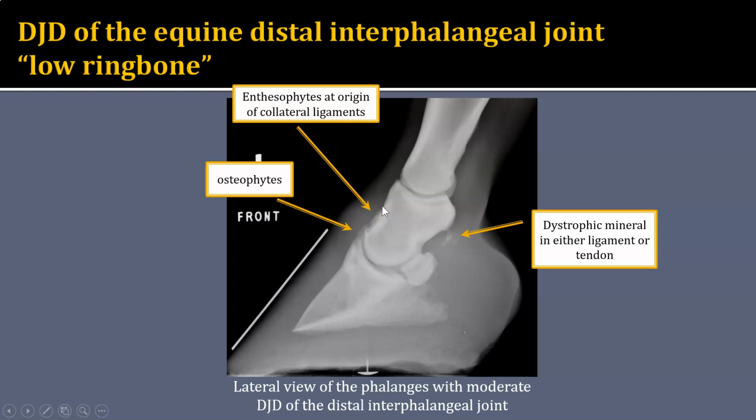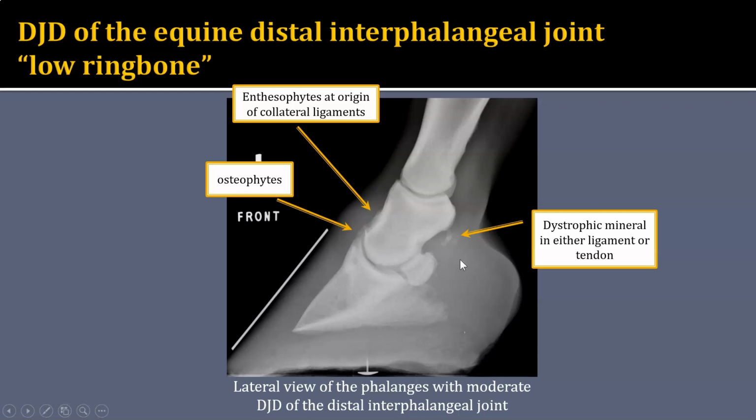There's also some smoothly marginated periosteal reaction on the mid-body, and this is enthesopathy at the origin of these collateral ligaments that are for the distal interphalangeal joint. So this is more of a moderate amount of degenerative joint disease.